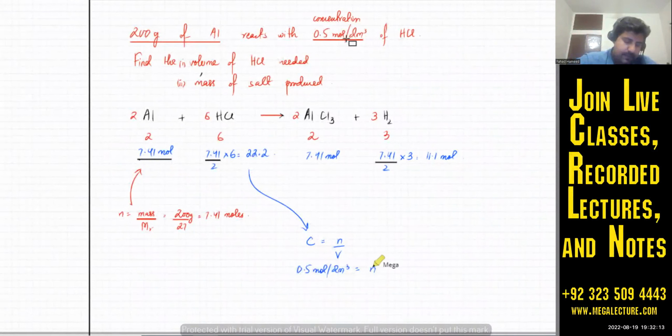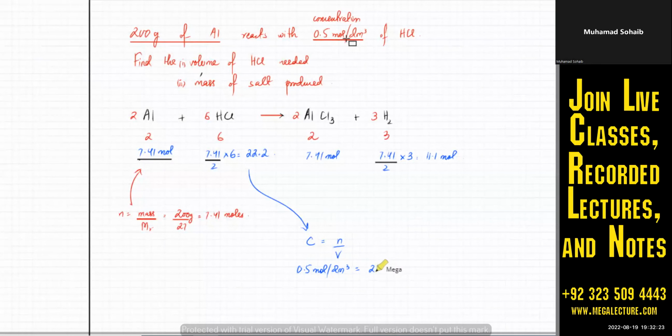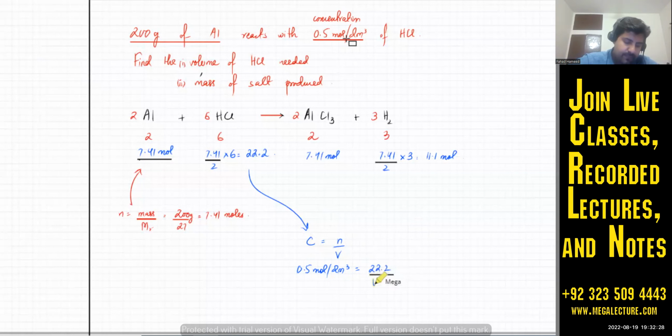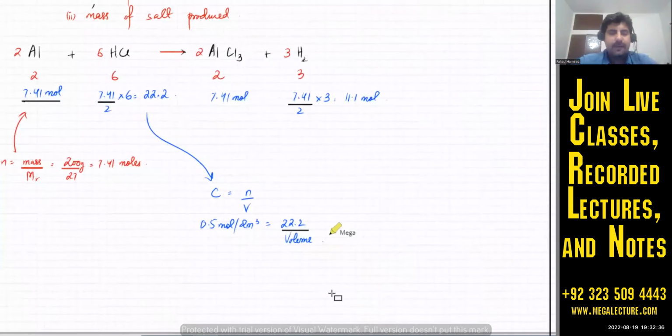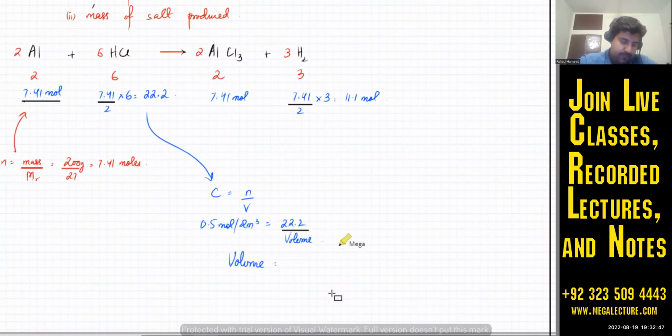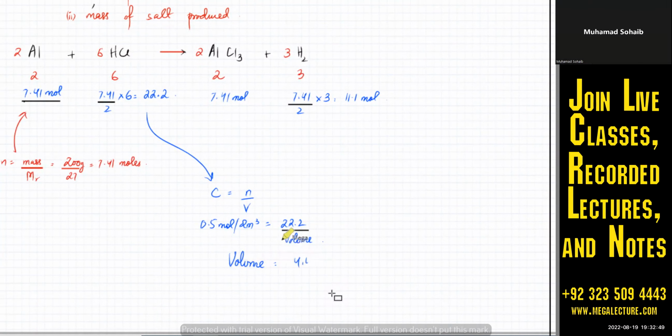और moles भी पता है. We already found out the moles. Moles are 22.2, right? Yes. So divide by volume. And I want to find out the volume. So can you quickly tell me what the volume is? It's going to be 22.2 divided by 0.5. Volume क्या बनता है if you make volume the subject? So it's 44.4 dm³. Yes, sir.